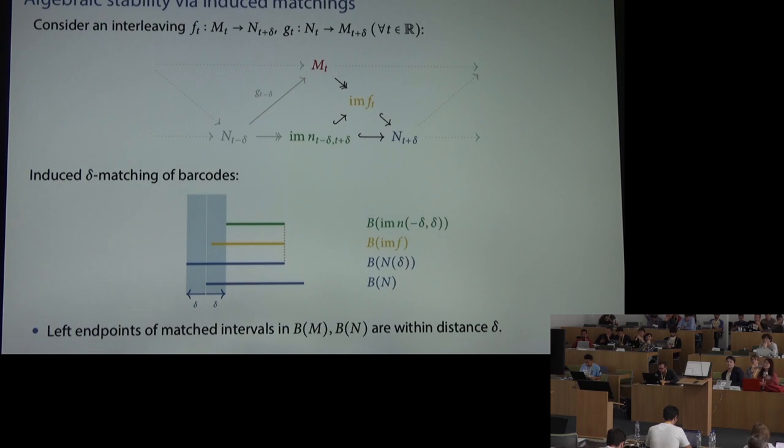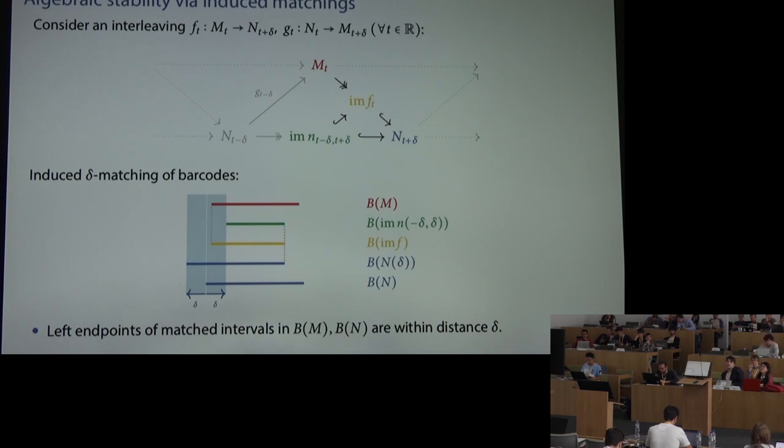So now we have both inequalities, but we also know that this left endpoint of the yellow interval is exactly the same as the left endpoint of some interval in M. And this is exactly how we assemble the matching. So the initial interval from N is matched to this interval in M that we just obtained. And we know that their endpoints are similar. Left endpoints are within distance delta.